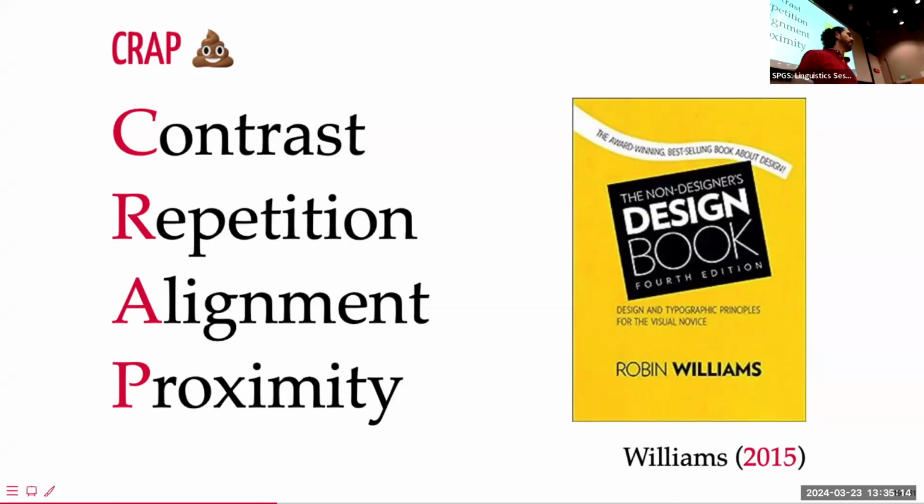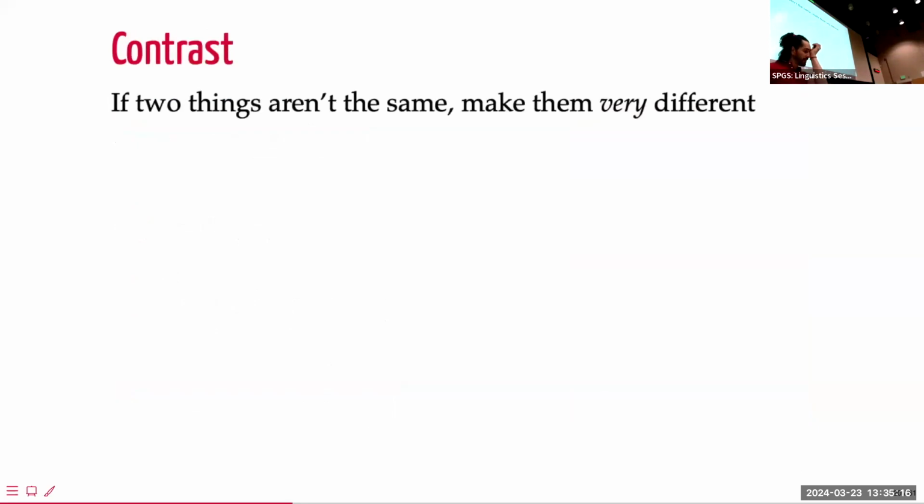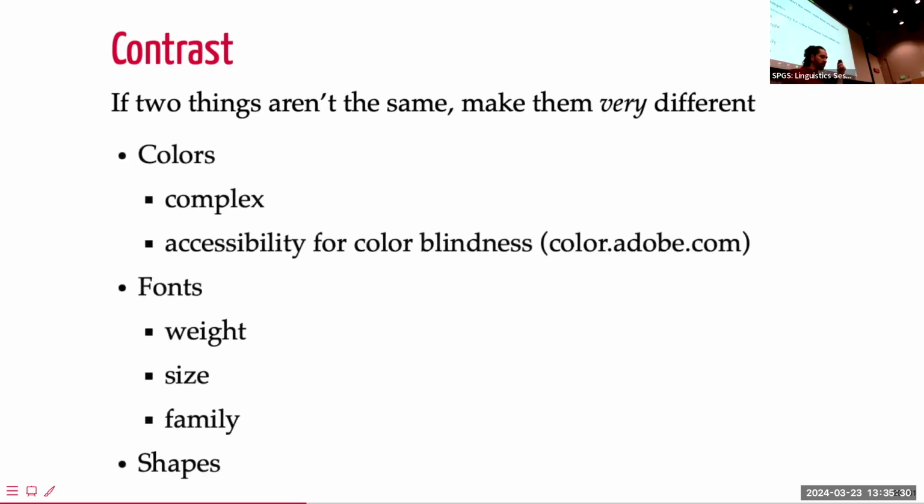So let's go through this before we start getting down to it. Contrast. The idea here is that if two things aren't the same, then make them very different, right? Make it so it stands out that they're that different. And this can be as simple as using colors, for example. I do talk about colors right here. I just said simple and colors in the same sentence, but colors actually aren't that simple.